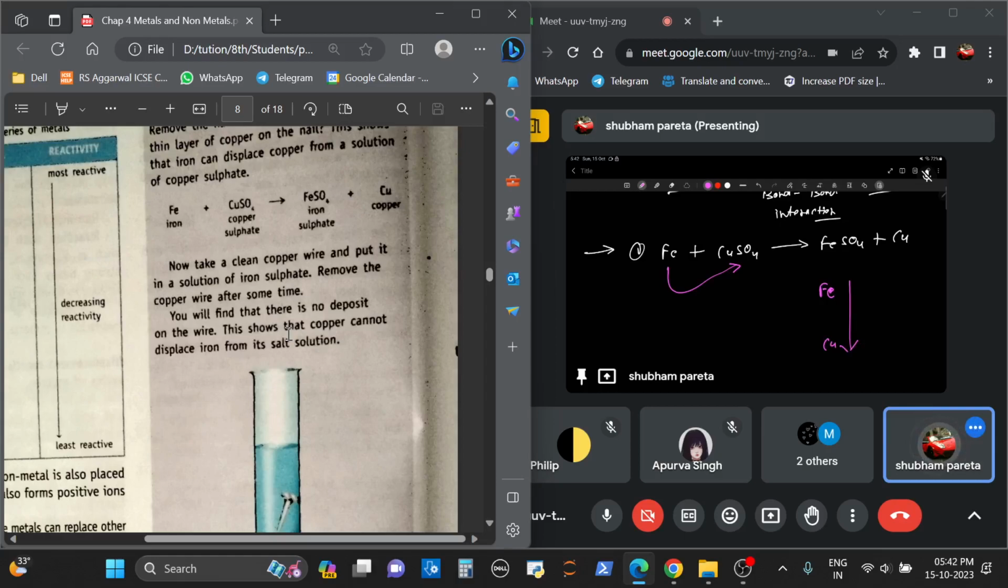But for example, if I reverse this reaction, in terms of CuSO4, if I have FeSO4 and I have copper plus FeSO4, then this reaction is not at all possible, because copper does not have enough strength to displace the iron from the SO4, and that's why this is the only point. Okay, this is what you are having over here.